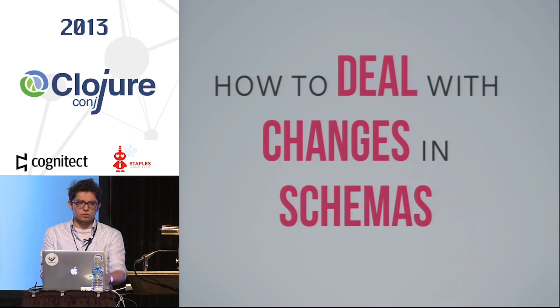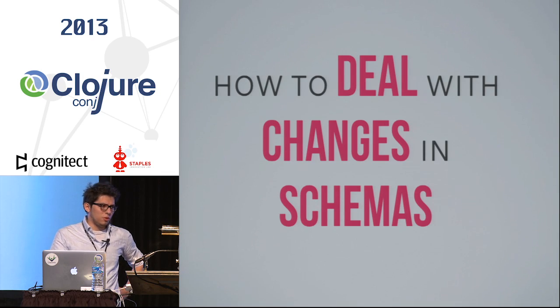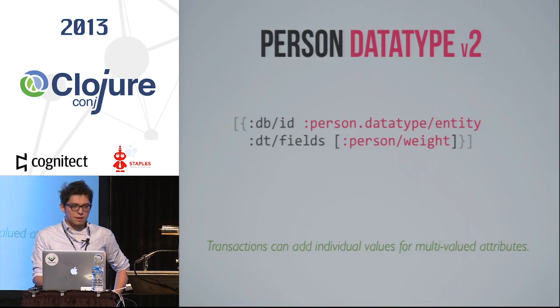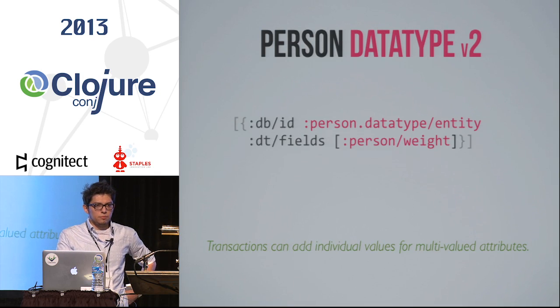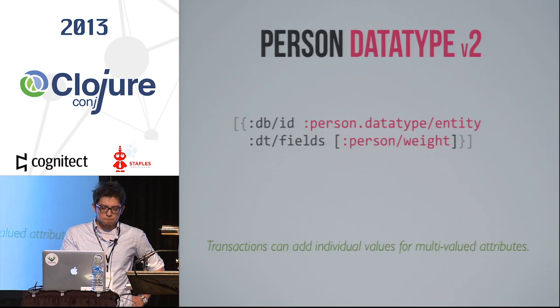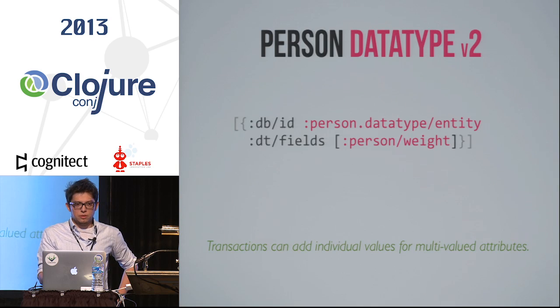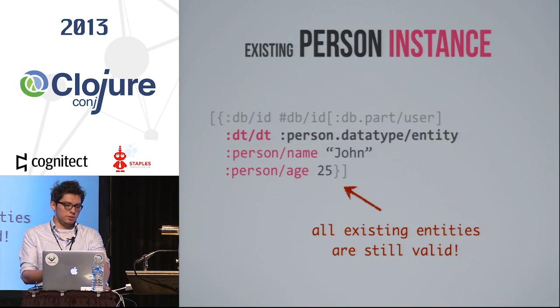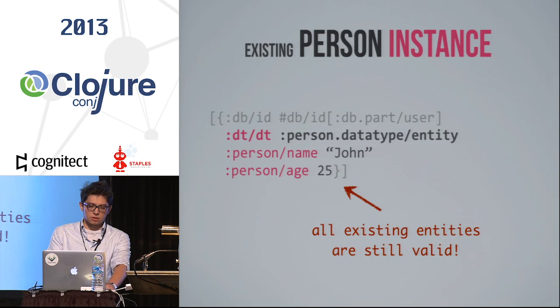Now, that's only one of our problems. The other problems are much more difficult to solve. One of them is data versioning and schema changes. So for a second, we're going to pretend that we have a data type version 2 for person, and we are going to add an additional field, person weight. And this really means that this attribute is an optional attribute, and all the existing person instances in the database are still valid. They just don't have that value.